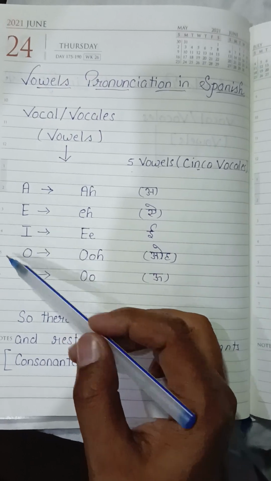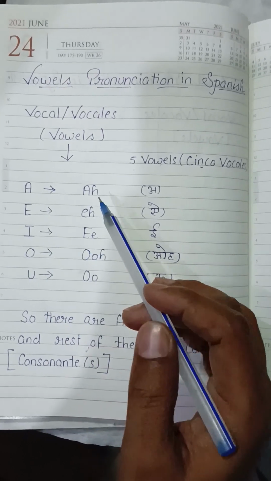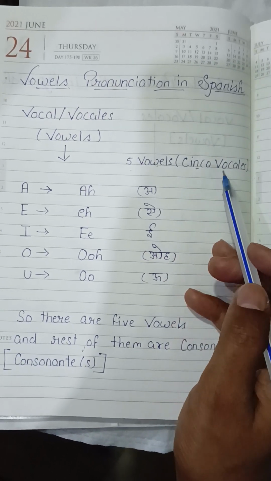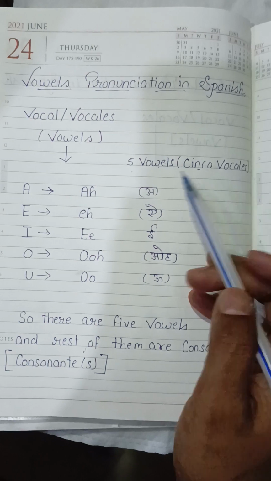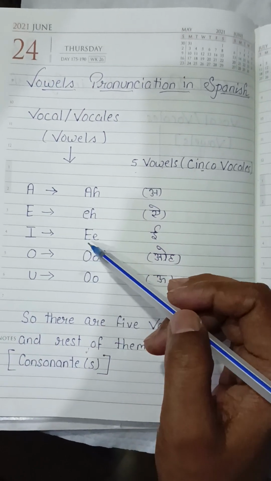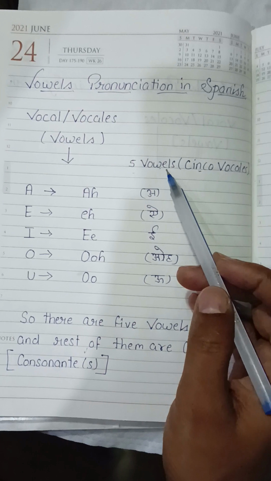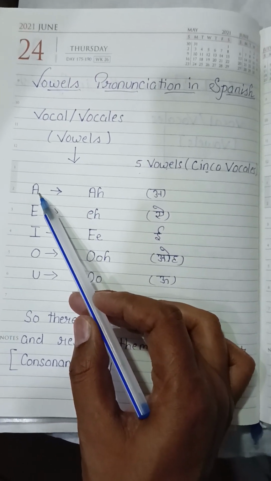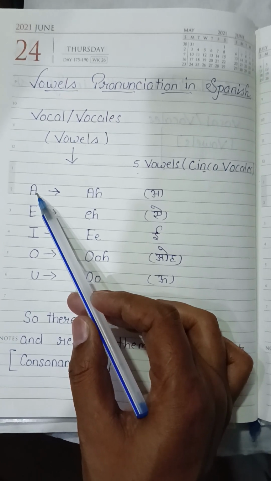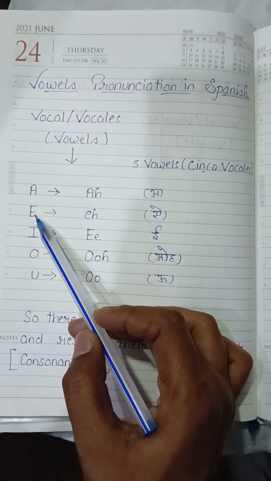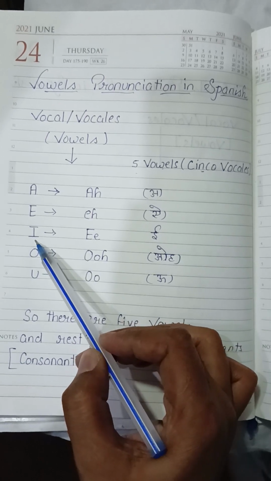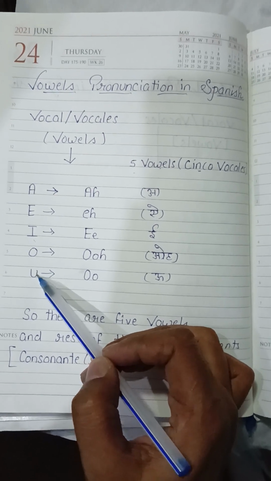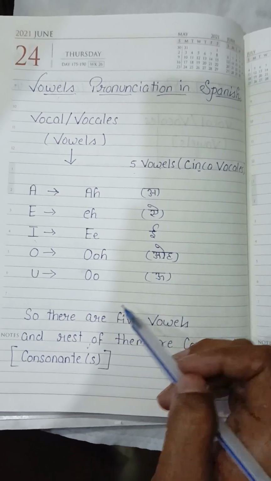Okay, so here are 5 vowels. 5 means, as you know, cinco, and vowels means vocales. Vocales because there are 5, not singular, they are plural. Okay friends, so cinco vocales: A, E, I, O, U. Here it is also written in Hindi.